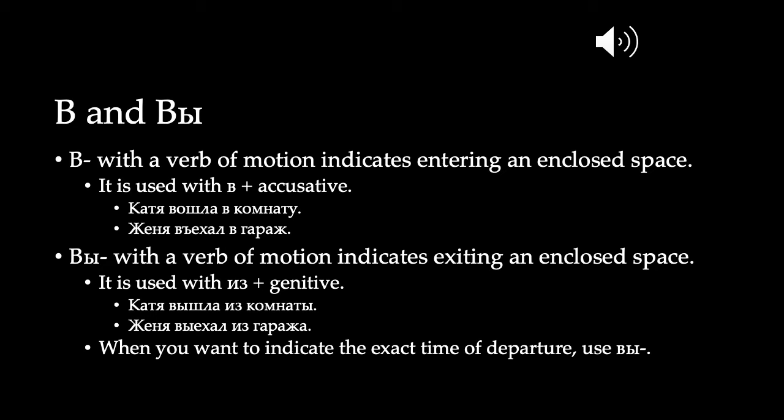And note also the stress. Remember that when you have the prefix вы- with a perfective verb, the stress is always going to be on the вы-. So Катя вышла, Женя выехал. And as a side note, if you want to indicate the exact time of departure, you're going to use a вы- verb. For example, мы вылетели в 5 часов. We took off, we left at 5 o'clock.